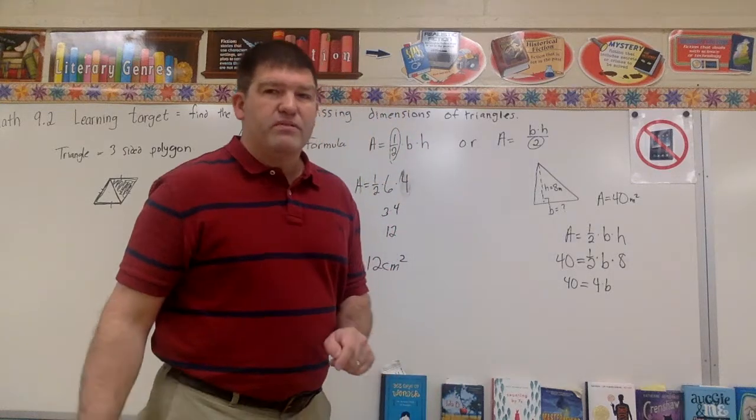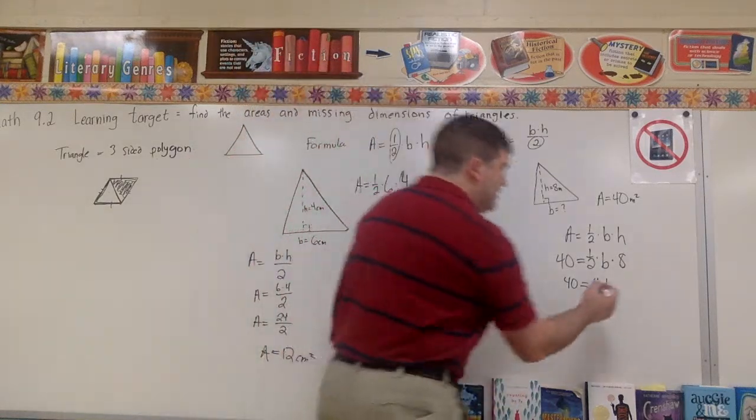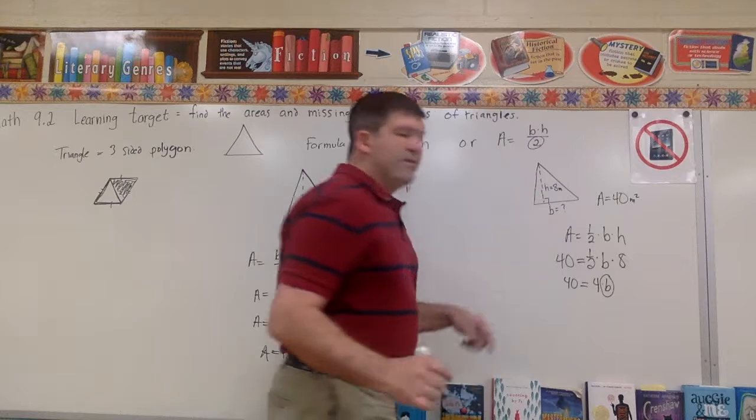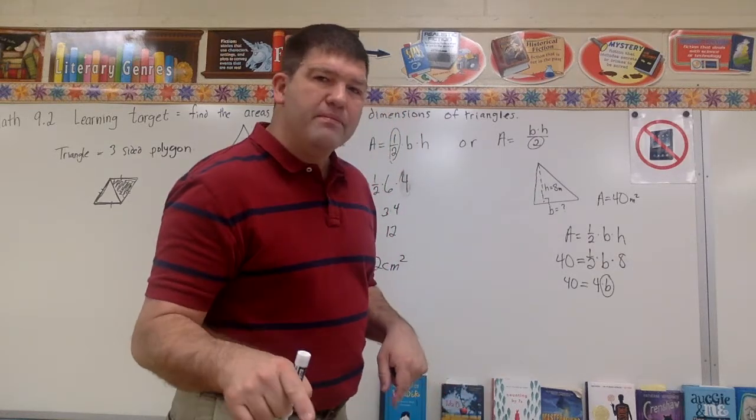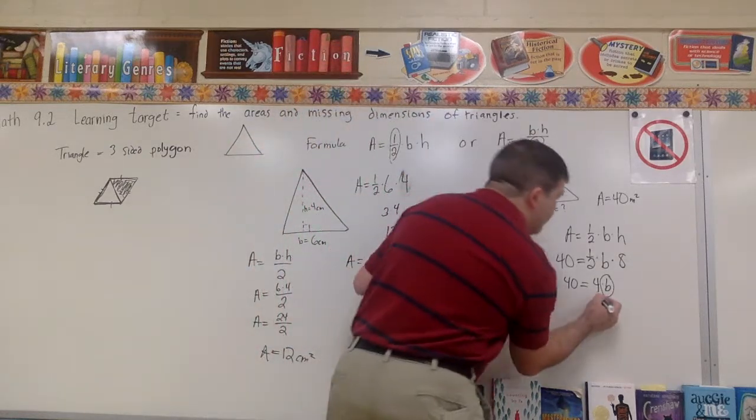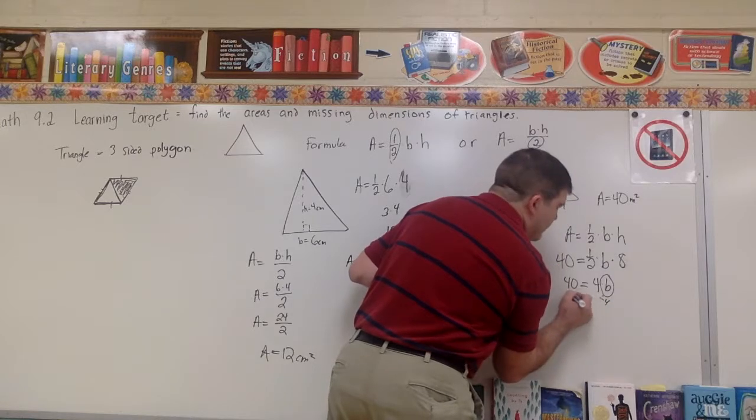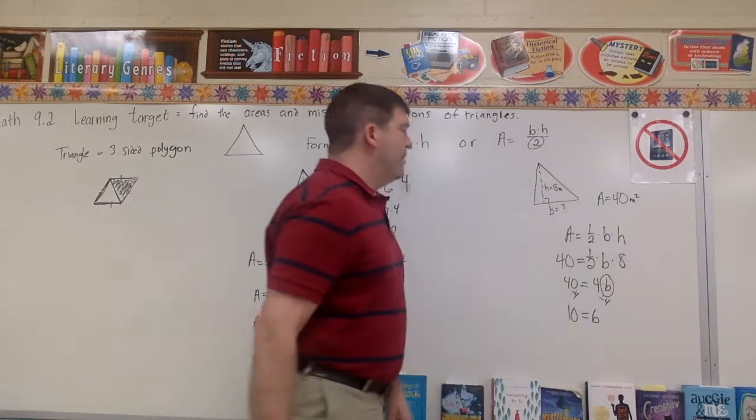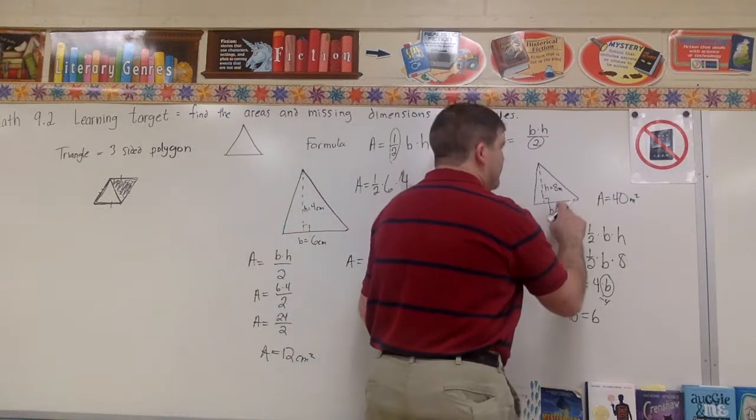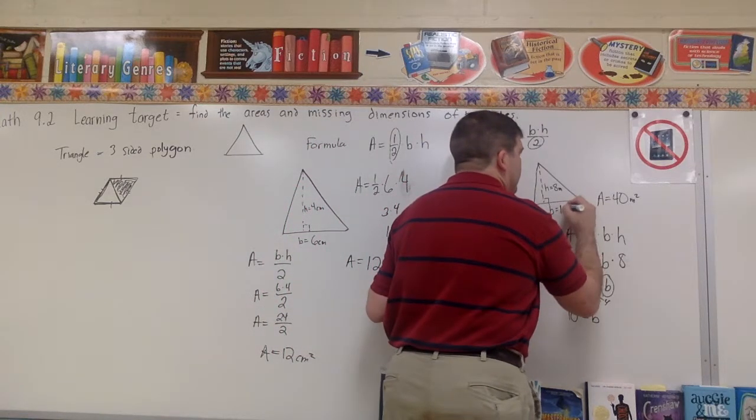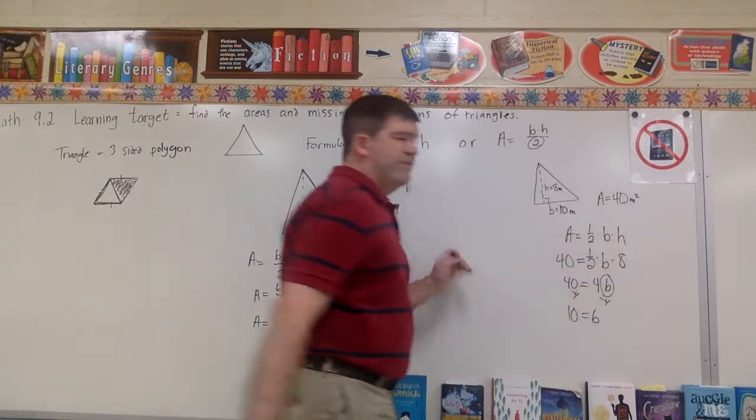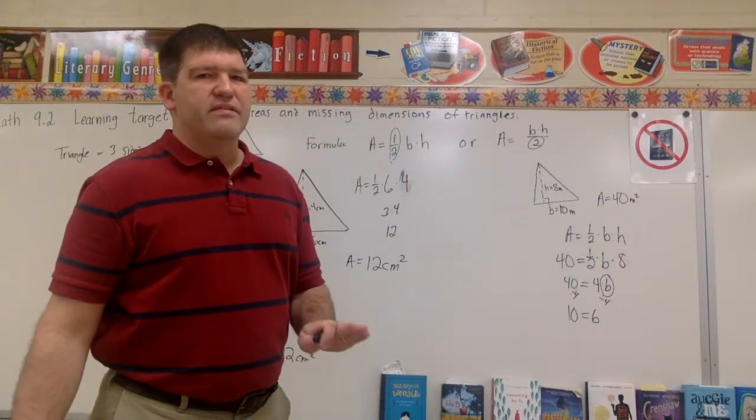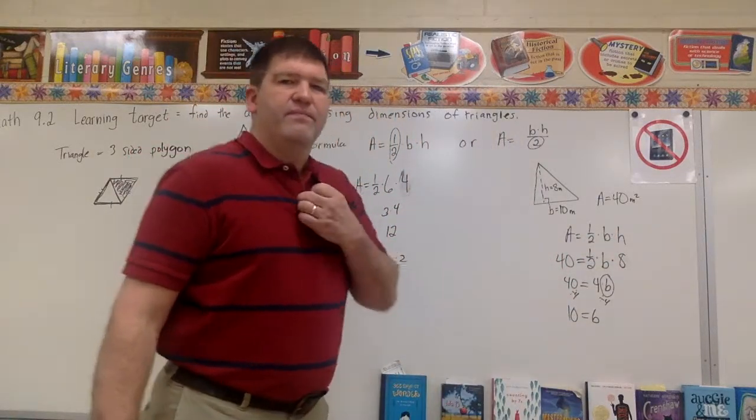Now I'm so close to being able to find what the base is. I just need to find what this is. What's happening to the base? It's being times by 4. Let's divide it by 4, and we're going to do that to each side. 10 equals my base. Okay, so I can get rid of this. 10 meters. Not 10 meters squared because it's just the base, not the area.